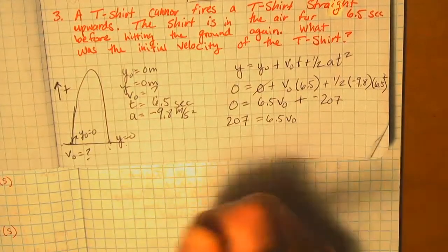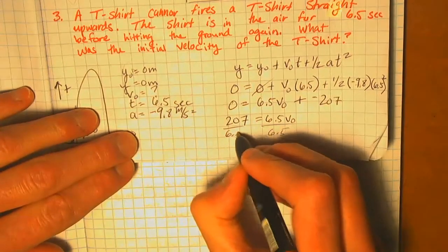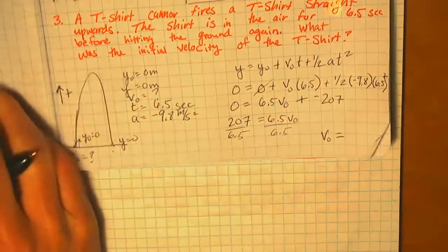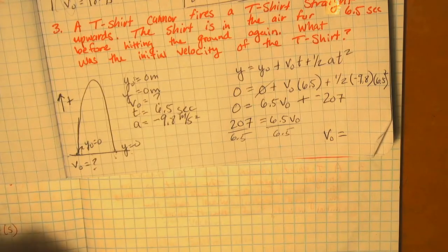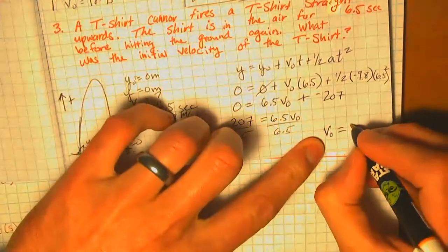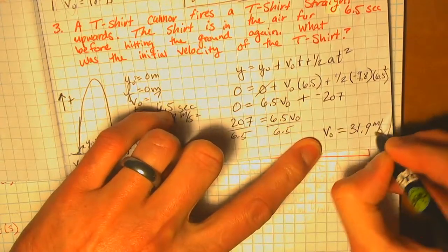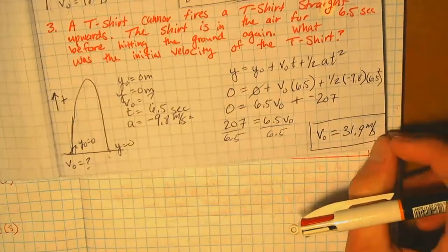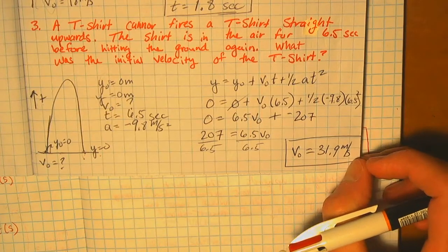Divide by 6.5. And you get that v naught is equal to 31.8, 31.9 meters per second. So there you go. Those are your answers to that.